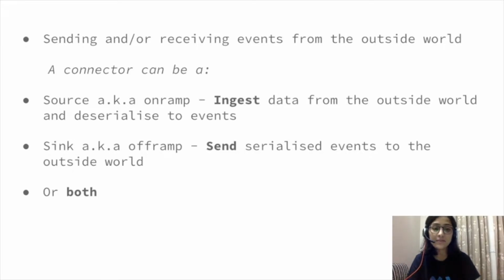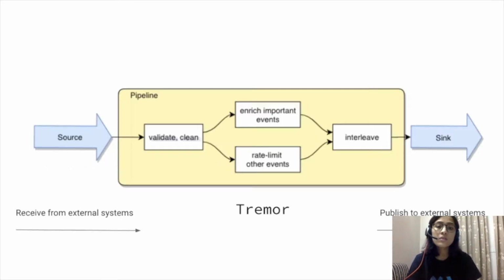So that's where the difference is. Sources are helping in receiving from the external systems, and sinks are helping in publishing to the external systems. This is a brief explanation of what we saw in the last slide. You could say the yellow box here is Tremor. The incoming arrow is the source because it's receiving from external systems, and the outgoing one is the sink. It's publishing to the external systems.